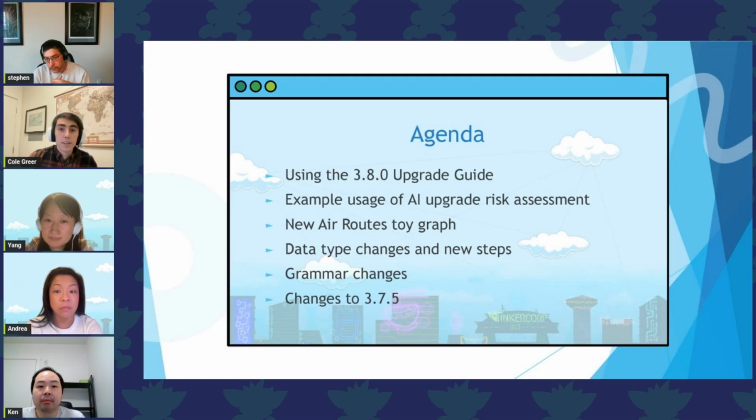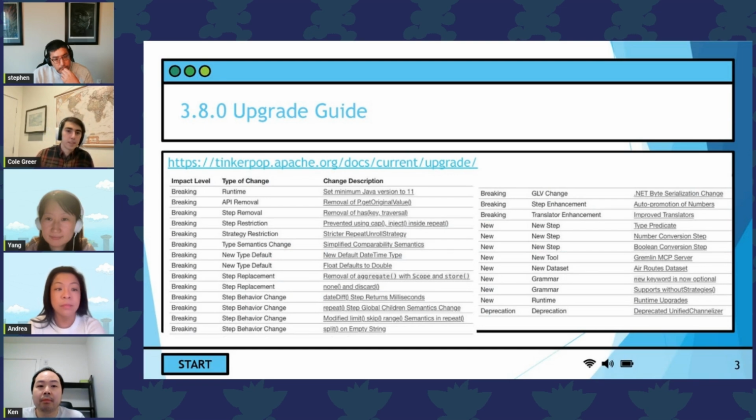We've brought the air routes toy graph straight into TinkerPop. Many of you will already be familiar with that data set, but we'll do a quick demonstration there. Then we'll break into some of the data type changes and some new steps we've got, and we'll go into some grammar. And lastly, we'll focus on some of the changes that have come to 3.7.5. So to get started, I'll pass off to Andrea to break down the upgrade guide.